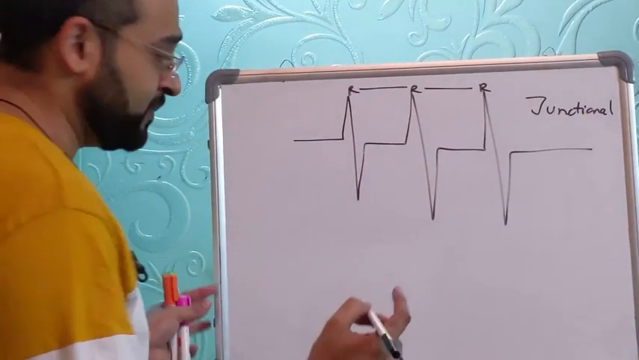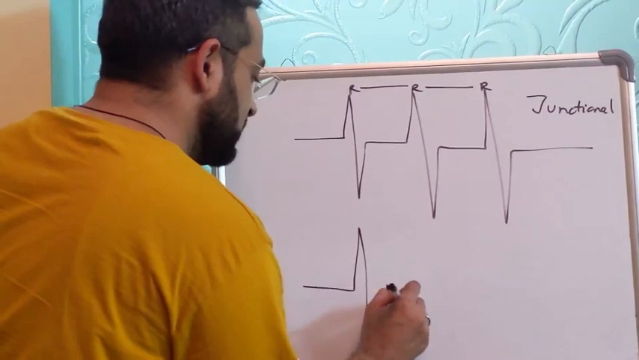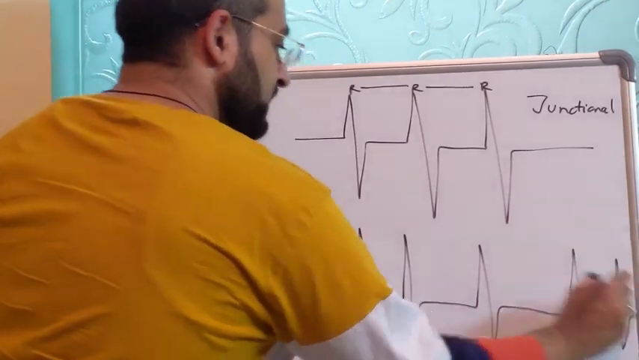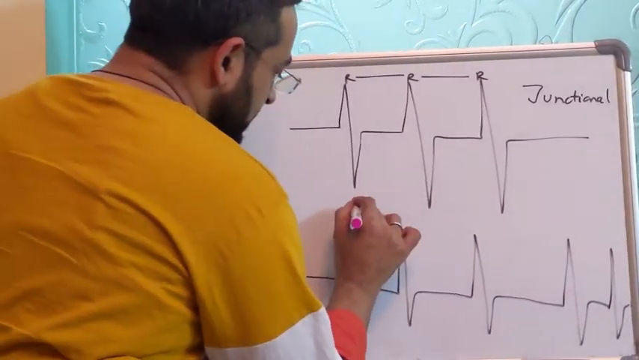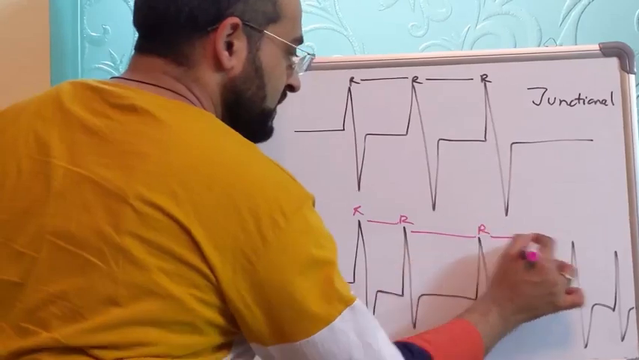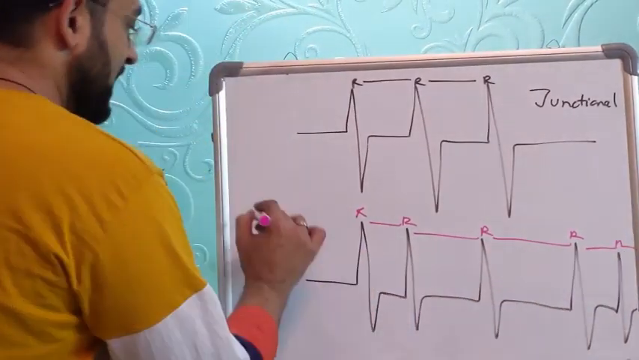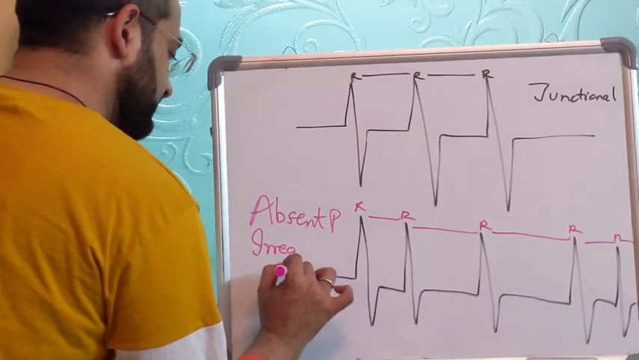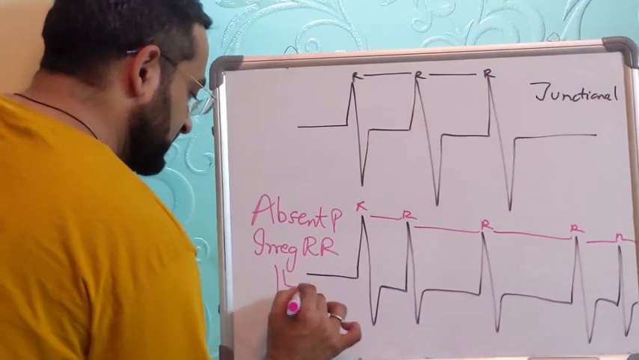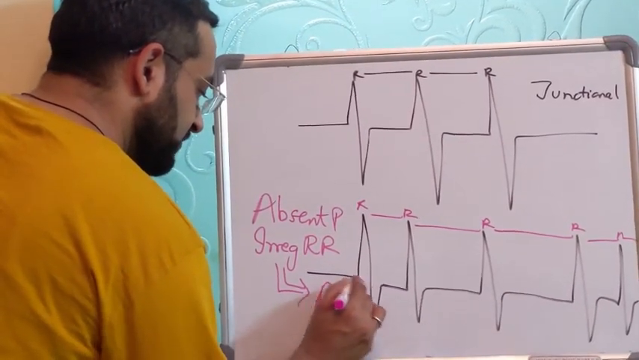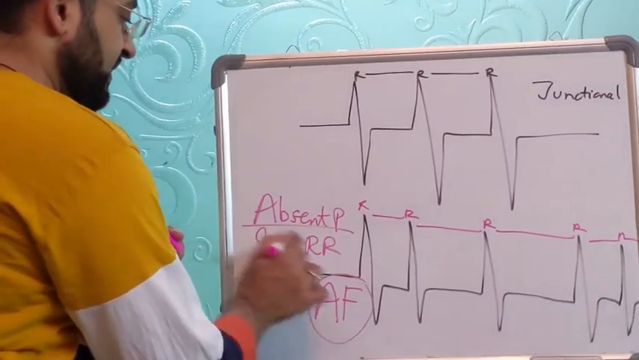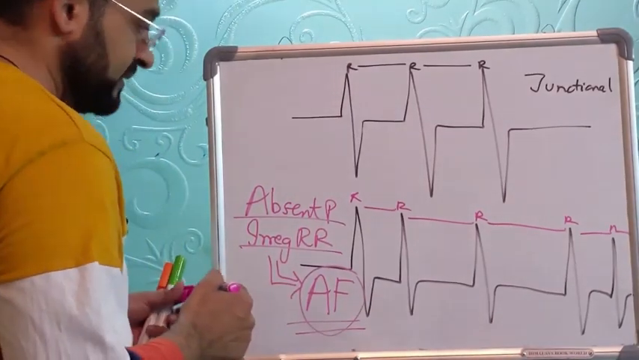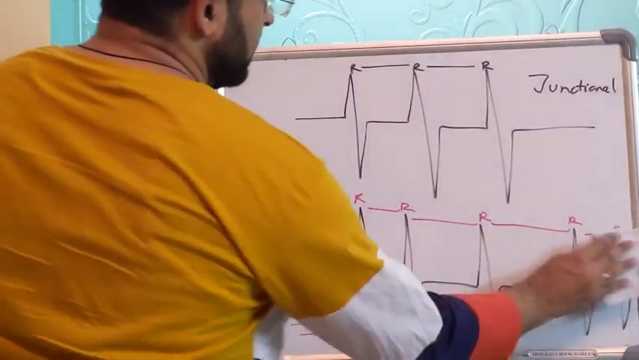Now suppose you do not have P waves, but your RR interval is now irregular. This is short, this is long, this is long, this is short. So absent P, irregular RR. There is only one diagnosis, that is atrial fibrillation. Absent P wave, irregular RR interval, there is only one diagnosis in cardiology on the ECG, that is atrial fibrillation. So this is in brief about the rhythm.